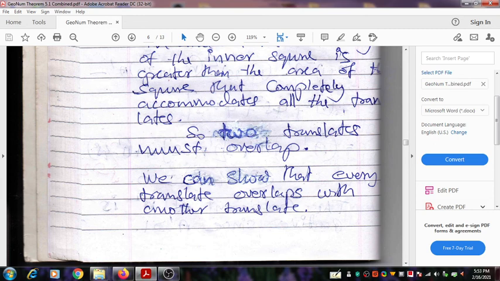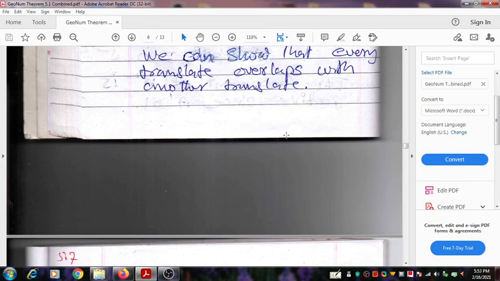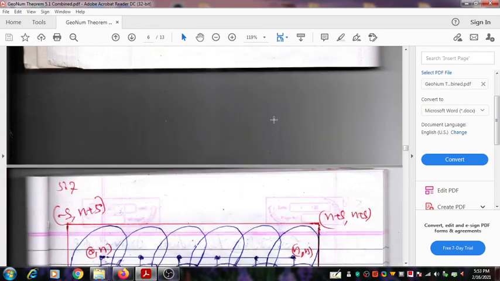So we have to say that two translates overlap, and moving further, depending on the fact that at least some of the translates overlap, you can show that all of the translates overlap with at least one other translate. Remember, we are going to show that all of the translates must have some common point with some other translate. In other words, we can show that every translate overlaps with some other translate.